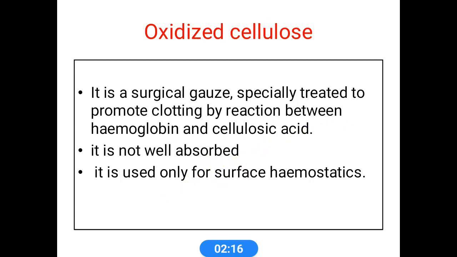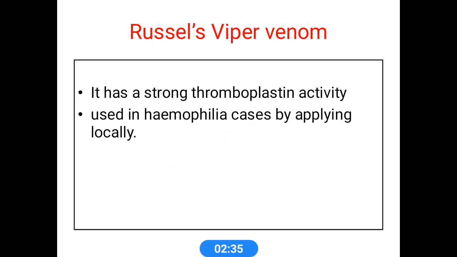Another one is oxidized cellulose. It is a surgical gauze, specially treated to promote clotting by the reaction between hemoglobin and cellulosic acid. It is not well absorbed. It is used only for surface hemostasis. And another one is Russell's viper venom. It has strong thromboplastin activity. This is used in hemophilia cases by applying locally.